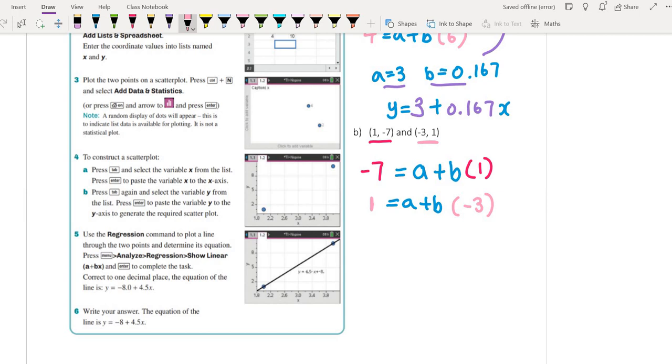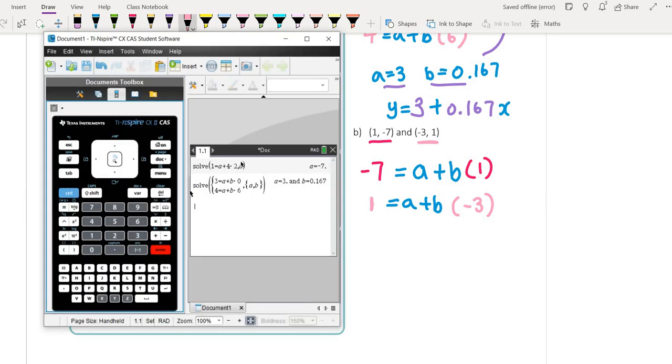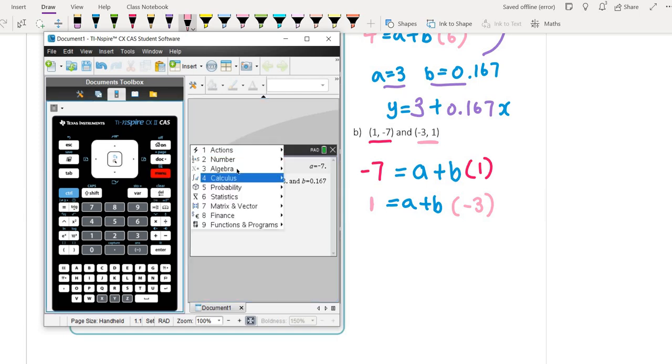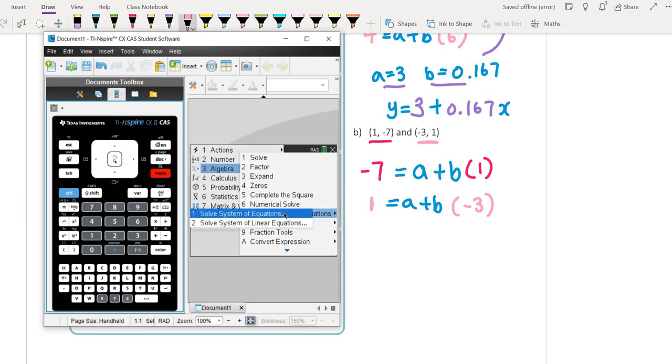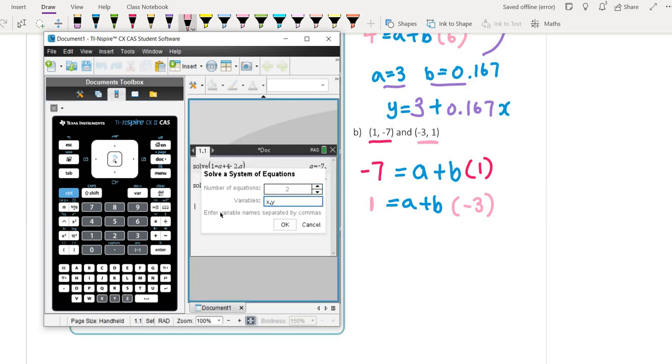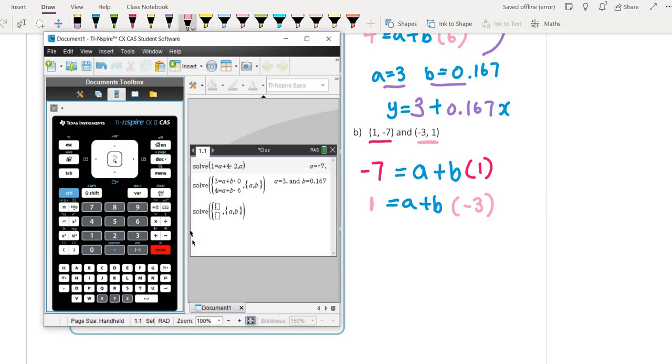Again, now we have two equations. So we go into our CAS. We want to go menu, algebra, solve systems of equations, and then two equations. Again, instead of x and y, we have a and b. So enter, and we just want to write down the equations. So -7 equals a plus b times 1, and the next one is 1 equals a plus b times -3.